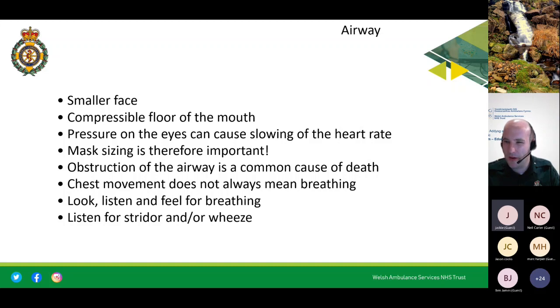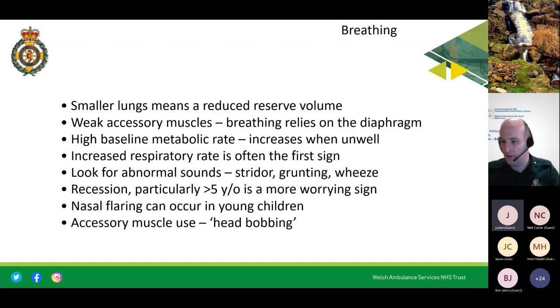Cool. So any questions on airway considerations? So we're going to talk about the three big ones. So airway and breathing next. Yeah, we'll talk about BVMs now.